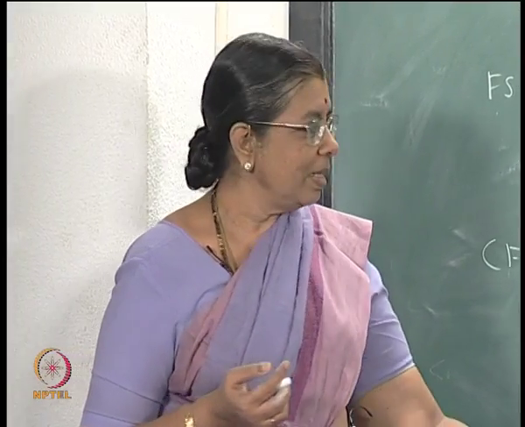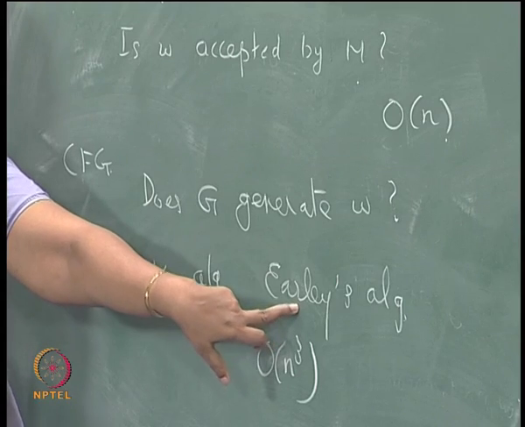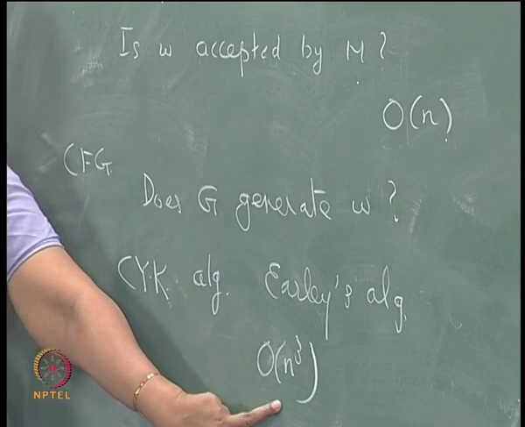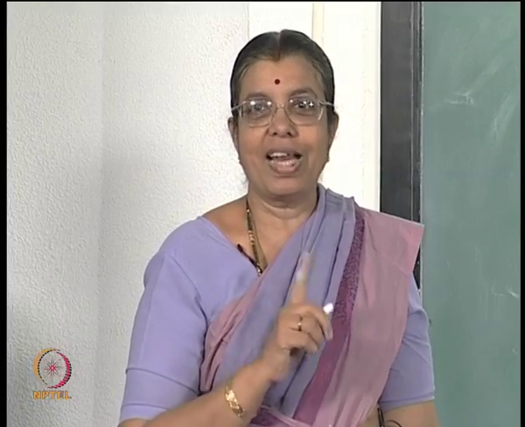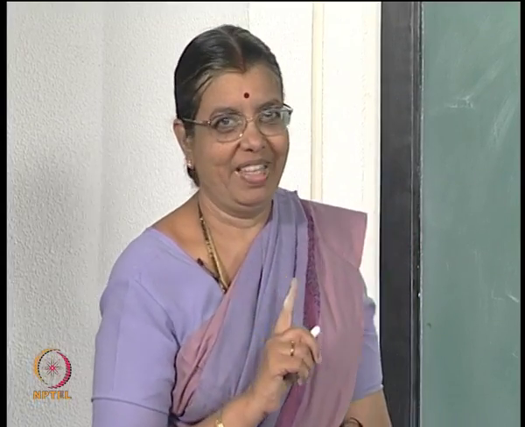In fact, sometimes if the grammar is unambiguous, it will work in order n squared time. Earley's algorithm will work in order n squared time if the grammar is unambiguous. But finding out whether a grammar is ambiguous or unambiguous is an undecidable problem.